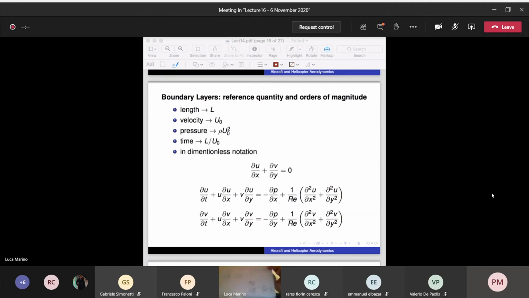Okay, just look at the final part. As you see, this is the way we make the Navier-Stokes equation non-dimensional, and as you see, you will find 1 over Reynolds in front of the diffusive term. Okay? Is it clear?